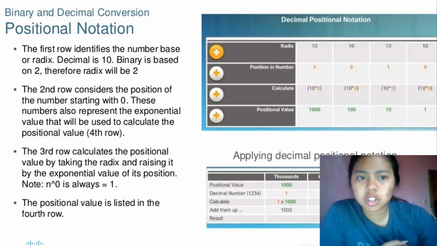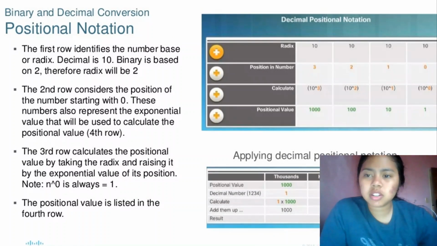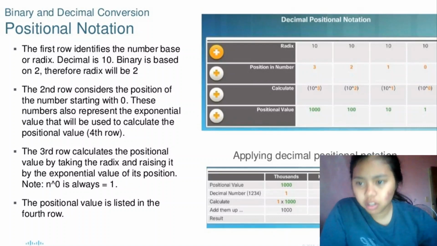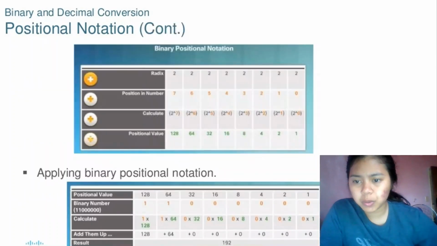Positional notation. The first row identifies the number base, the radix. The decimal radix is 10. Binary is based on 2, and therefore the radix will be 2. The second row considers the position of the number, starting with 0. These numbers also represent the exponent value used to calculate the positional value.